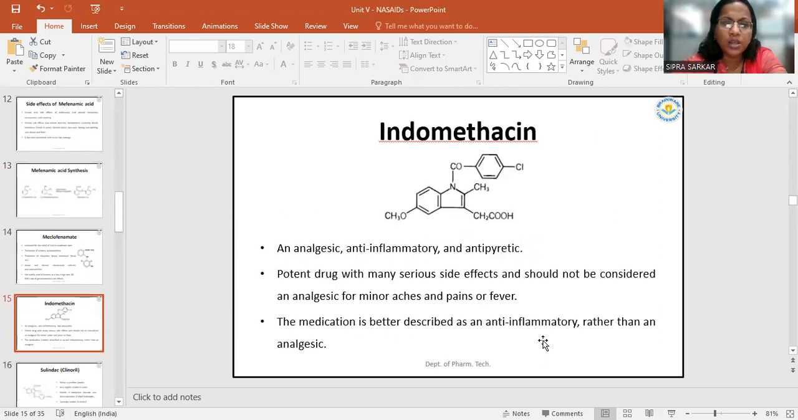Indomethacin, you study, is an analgesic, anti-inflammatory, and antipyretic. You may get a question about this drug in your exam also. It is a potent drug with many serious side effects and should not be considered as an analgesic for minor aches or minor fever. So it is a very critical drug and should be used for major cases like surgery and cancerous pain. It is an anti-inflammatory rather than an analgesic.